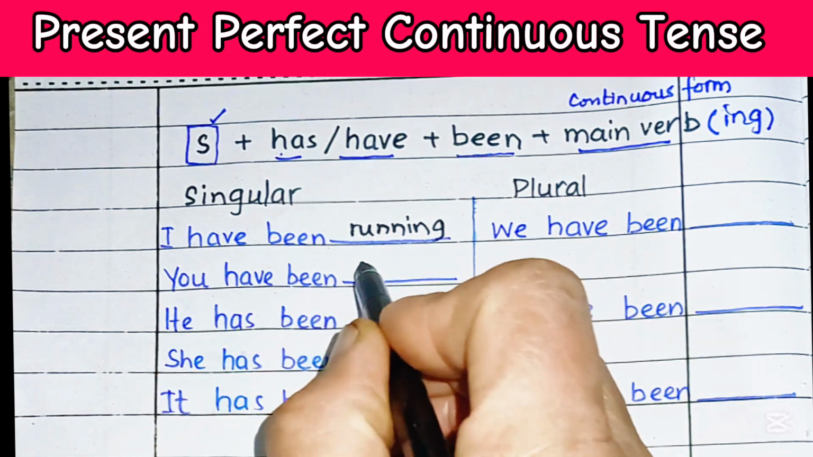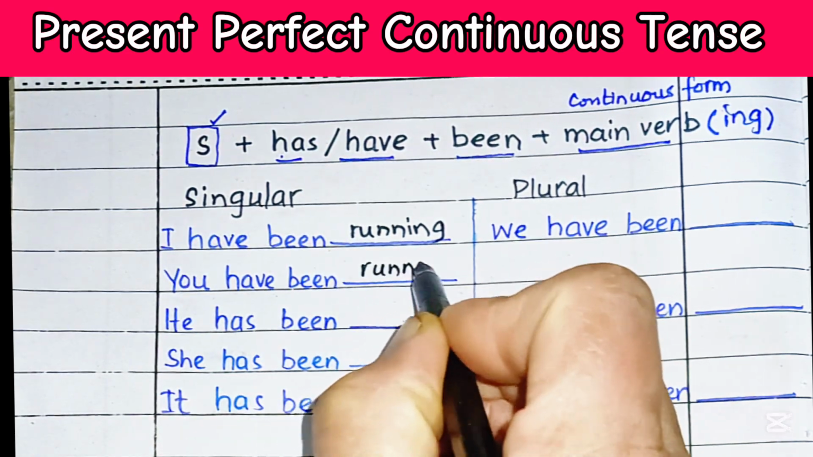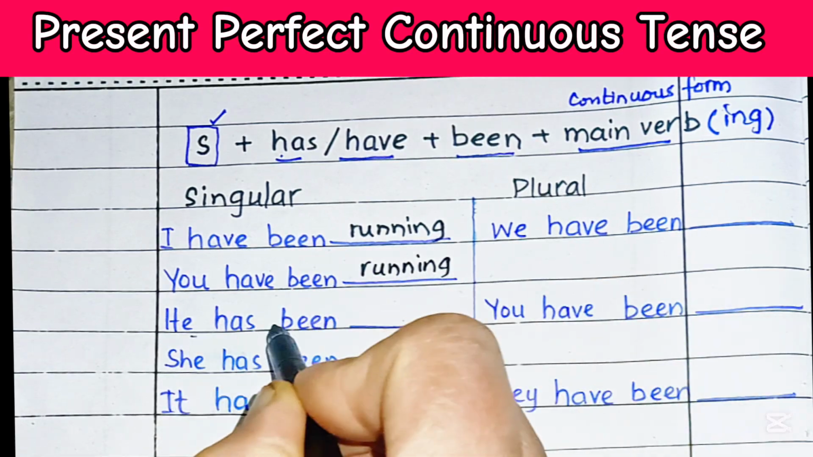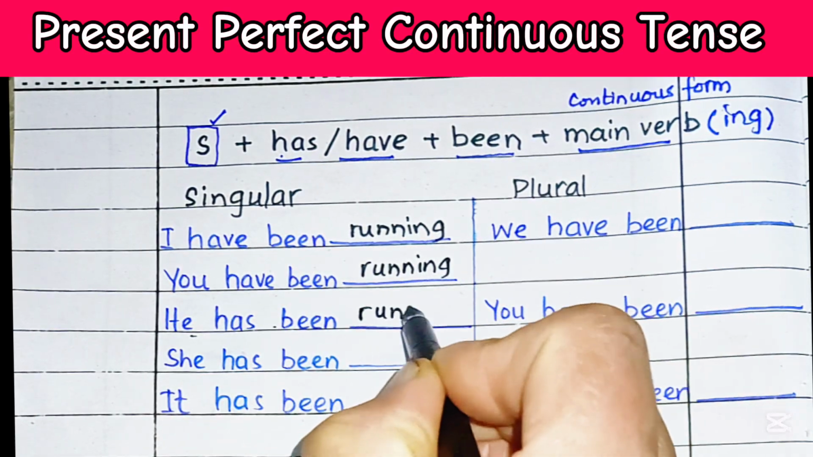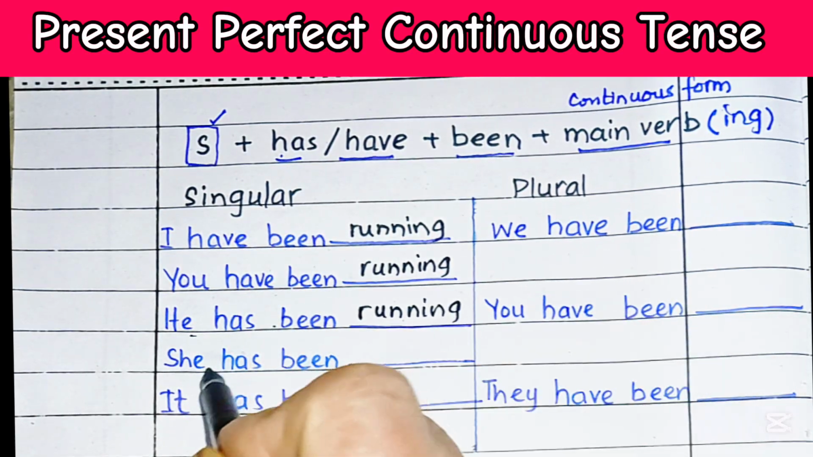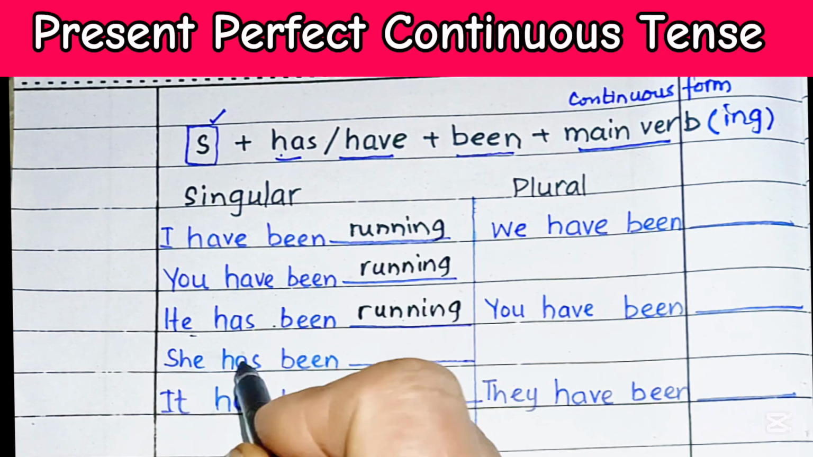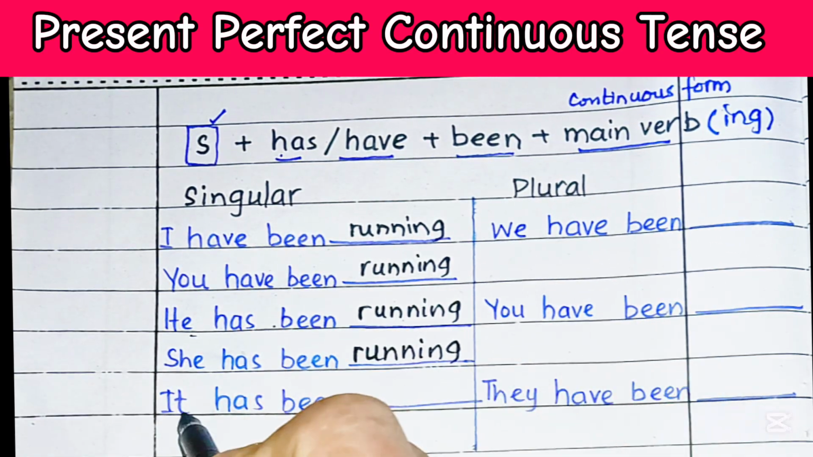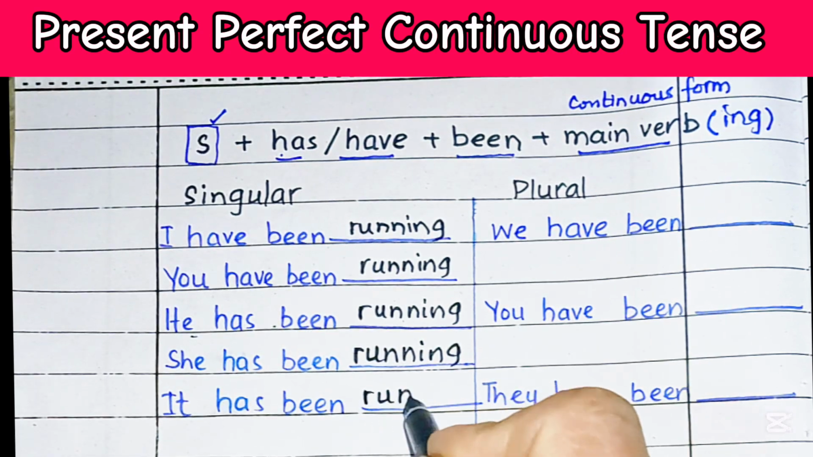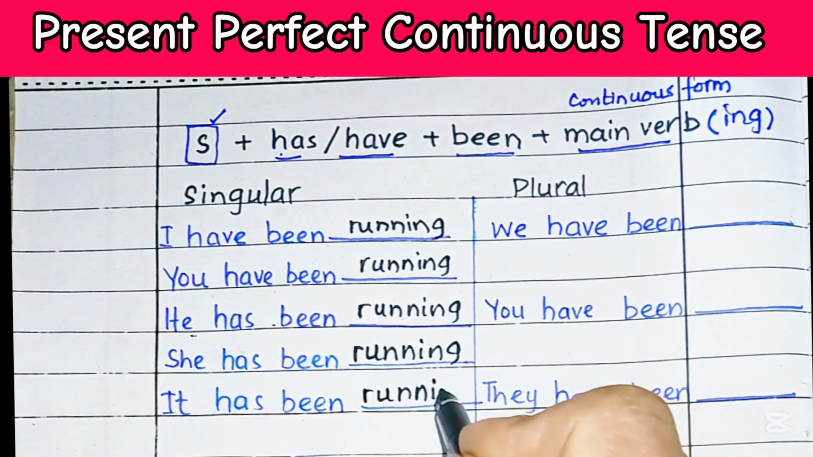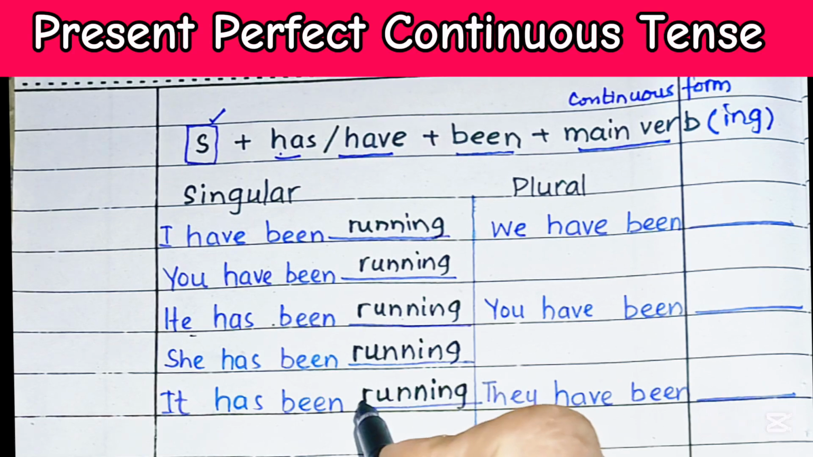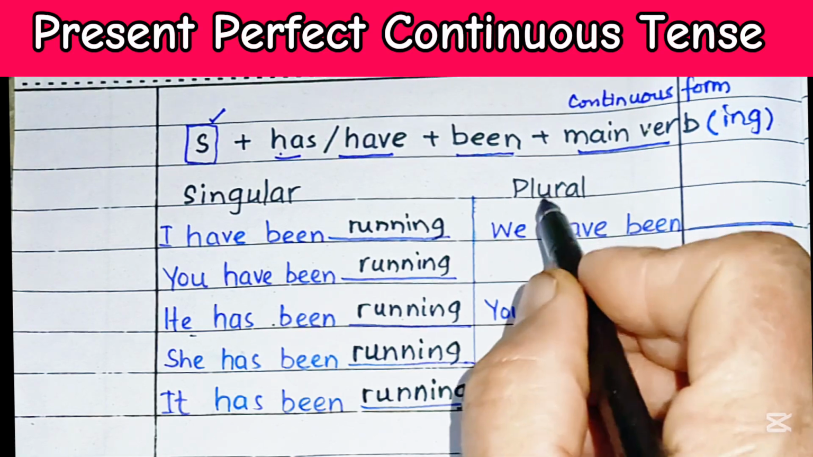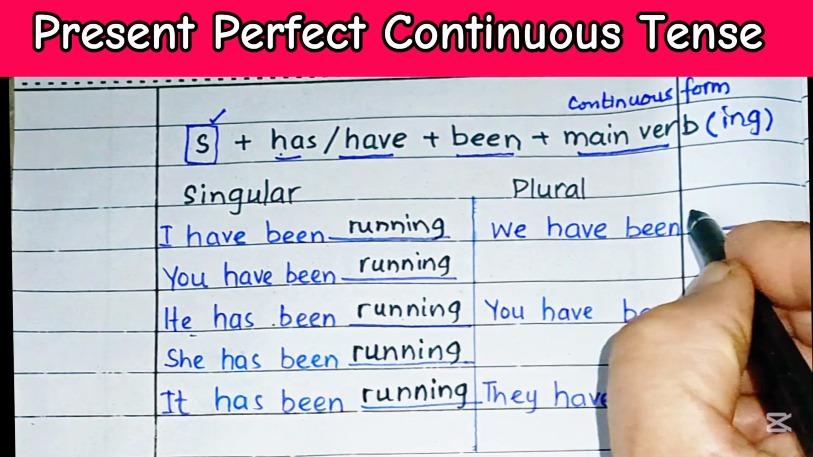Similarly, you have been running. Then he has been running. Similarly, she has been running. Then it has been running. Any machine that may be running, it is non-living. So the plural form of all these is: we have been running.